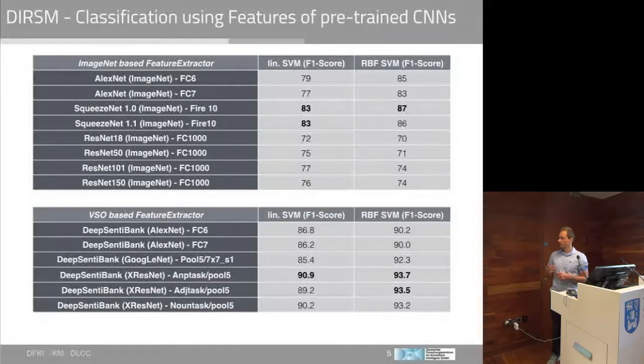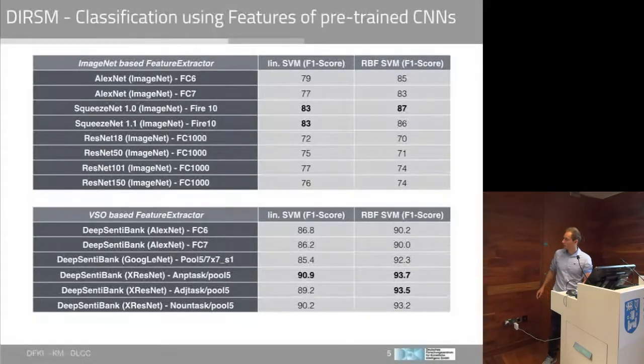And the second thing is you have less domain change, because the VSO is also basically trained on the YFCC or a subset of the YFCC. So the images are quite more scenic compared to the ImageNet dataset, which is very focused on objects. So that's why this is better.